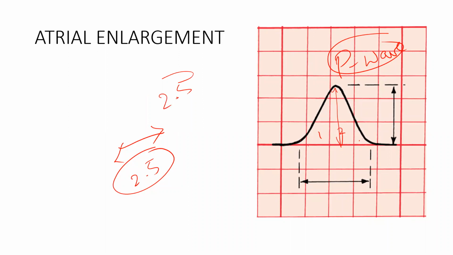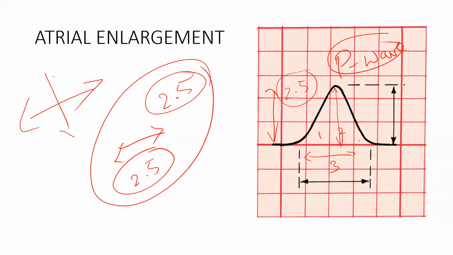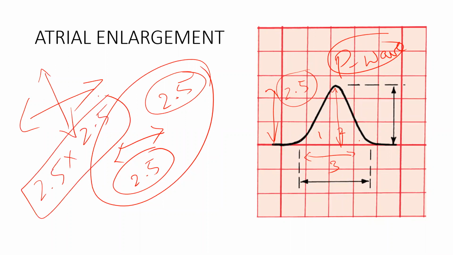It's actually almost 3, I think. It is 3 boxes like this. This is 3. It is actually like this. It is 2.5. This diagram is like that, but the normal should be 2.5 by 2.5 for the P wave. It should be 2.5 small boxes in the height and 2.5 small boxes in the width.